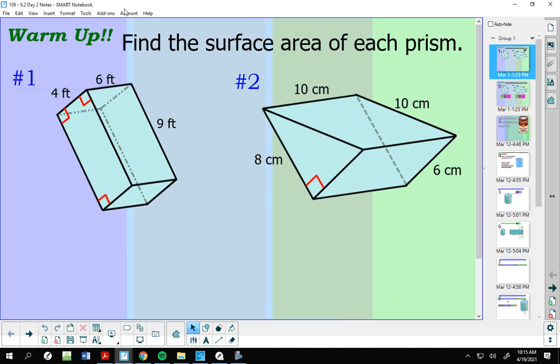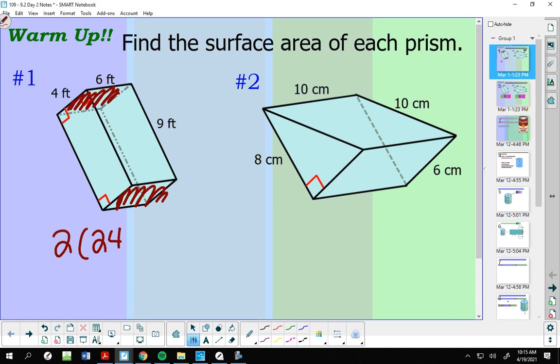9.2 day 2 notes. We're going to cover the surface area of cylinders. So first, let's review the surface area of prisms. Remember, you get to choose what your base is for a rectangular prism. In this case, I'm going to choose 4 times 6. So 4 times 6 is 24.